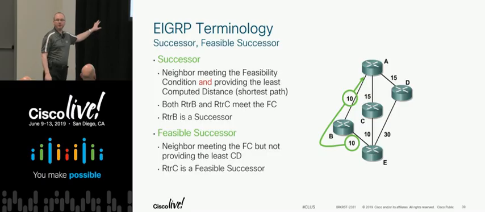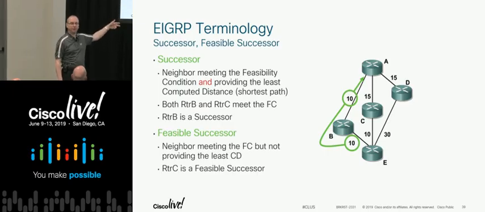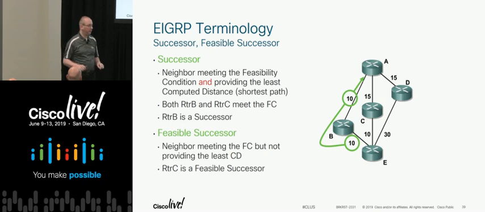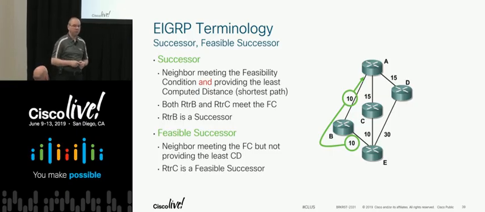Now, tying into the topic, neighbors who satisfy the feasibility condition have two names, feasible successor and successor. Very quick: a feasible successor is anybody passing the feasibility condition. Anybody. A successor is somebody who is not just loop-free, meaning he is a feasible successor, but also provides the best metric distance. Because you want to always use the shortest path, so use the successors. Feasible successors can be used as backups. That's also how they are intended to be used.